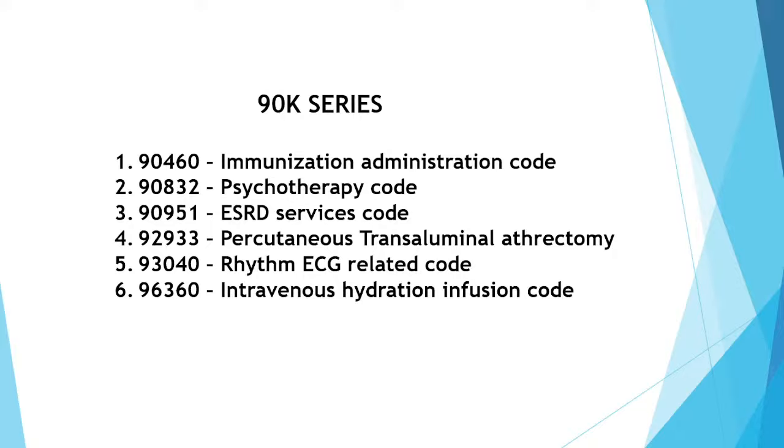Next, let us check the 90K series important codes. 90460 immunization administration code is important, and 90832 psychotherapy code, 90951 for ESRD service code, fourth one 92933 for percutaneous transluminal atherectomy, fifth one 93040 for rhythm ECG related code, 96360 intravenous hydration infusion code.